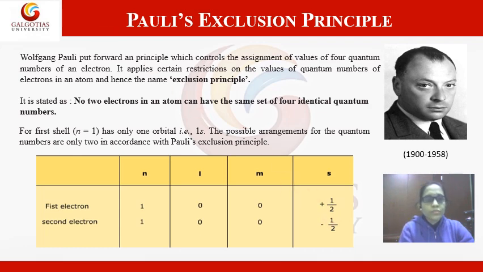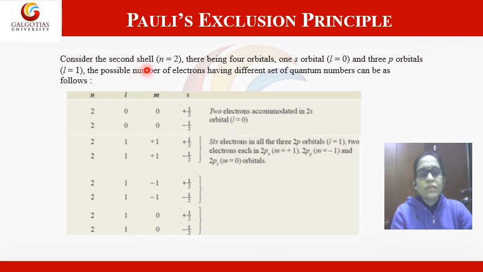Okay. So let us consider the second shell. For the second shell, the n value is equal to 2. In the second shell there are 4 orbitals, one 2s orbital and 3 2p orbitals. For the 2s orbital, l is equal to 0 and n is equal to 2. For the 2p orbital, l is equal to 1.